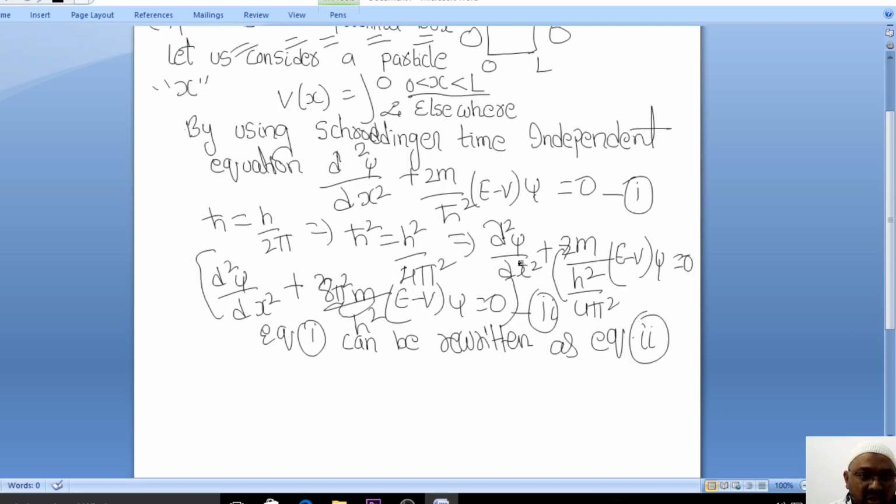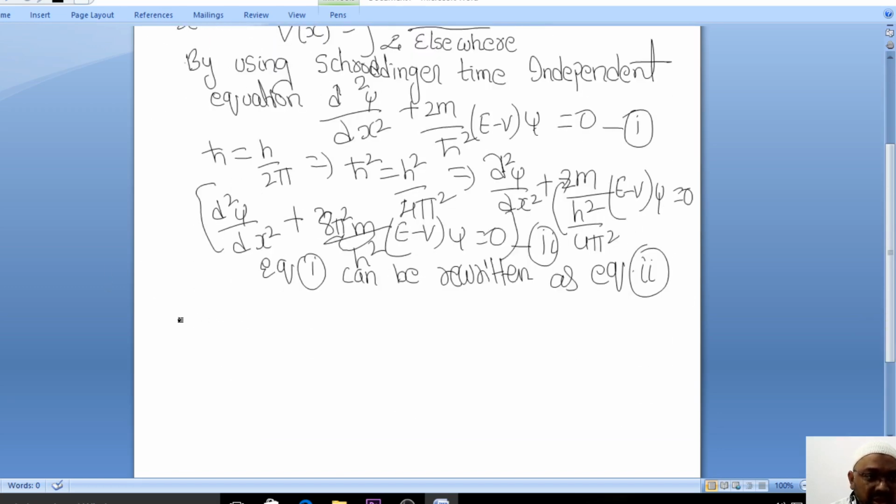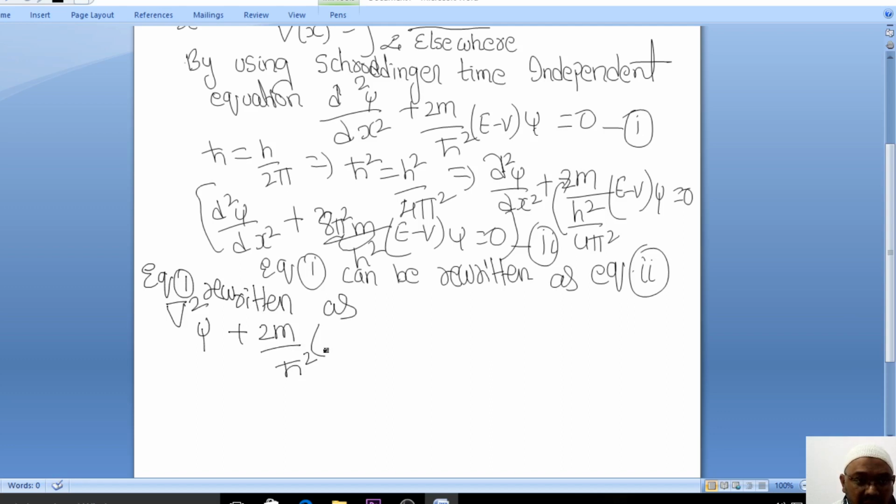If you see it very closely, this can also be rewritten as del square psi. So equation 1 can be rewritten as del square psi plus 2m by h bar square into E minus V into psi is equal to 0. What we are doing is just simplifying it, and we want to see what we can write after simplification.